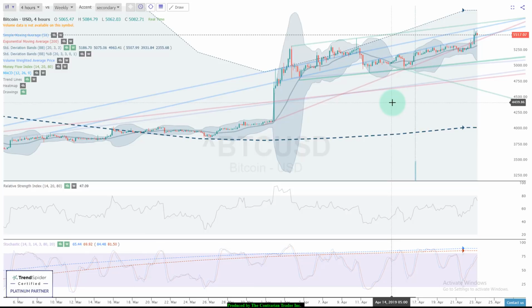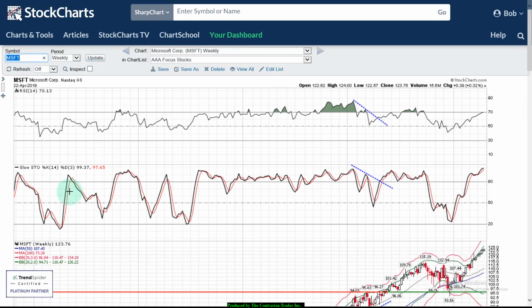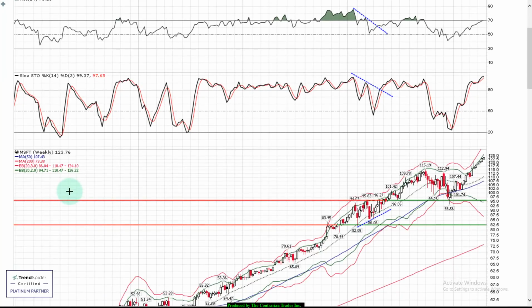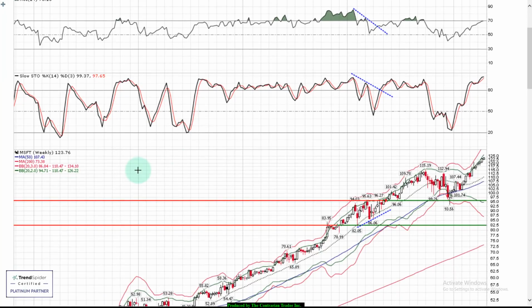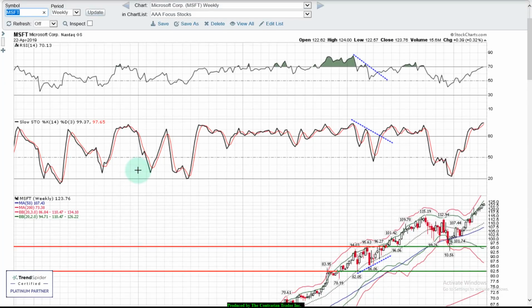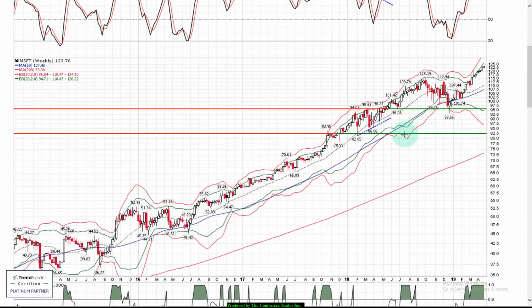Let's segue over into member stock chart request as well as watch stocks. All right, the first chart up this morning is going to be a member stock chart request, which is Microsoft. Thus far this week, we are up about 1/3 of a percentage point with a new weekly high on MSFT. Our indicators continue to rise here.